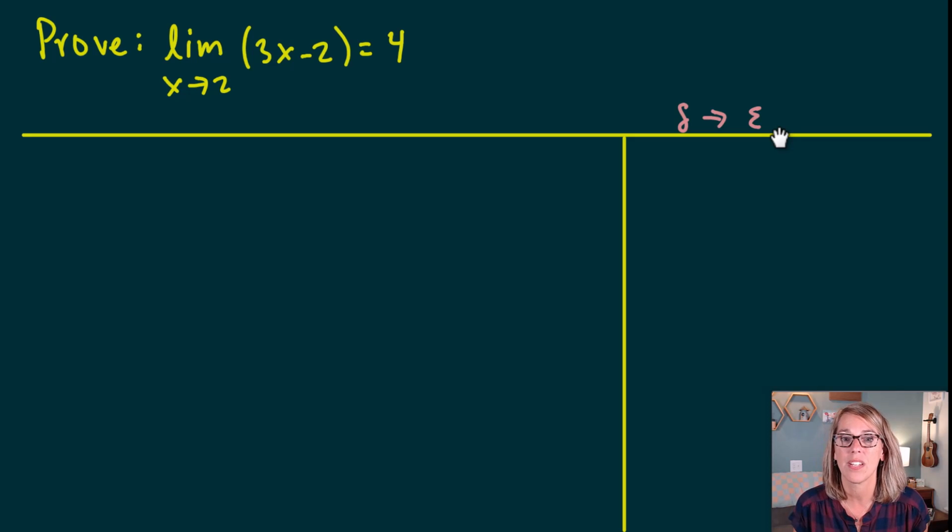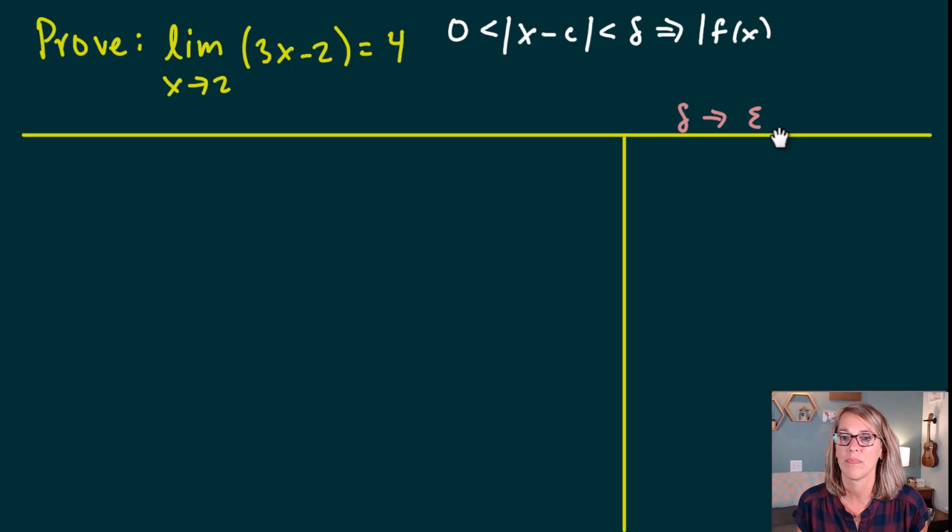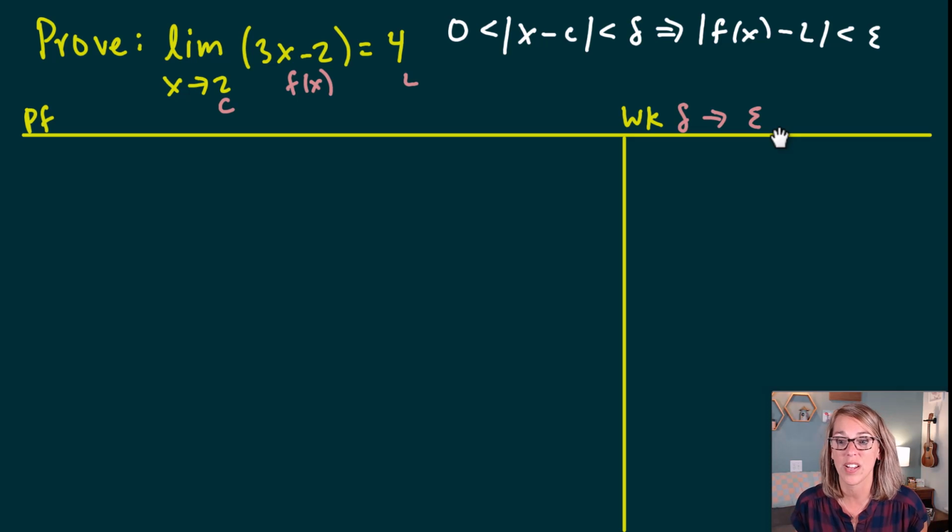I'm going to put what we need from the definition up here, and that's our delta and epsilon statements. So 0 less than absolute value x minus c, so the distance between x and c is less than delta, implies that, or leads us to, |f of x minus L| less than epsilon. So let's identify what each of our values are. So c is equal to 2, f of x is that 3x minus 2, and L is equal to 4. I divided our page up here so that we've got space to do our work and space for the actual proof. Let's go ahead and start with the work.